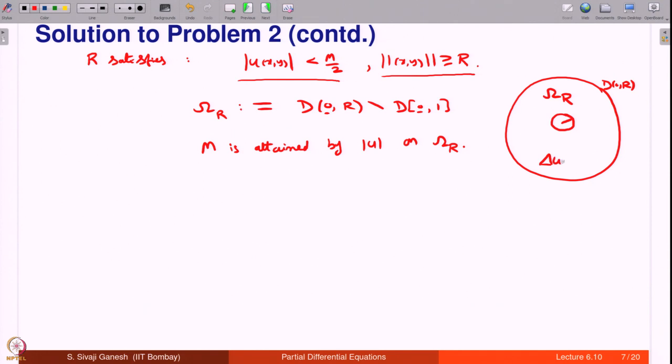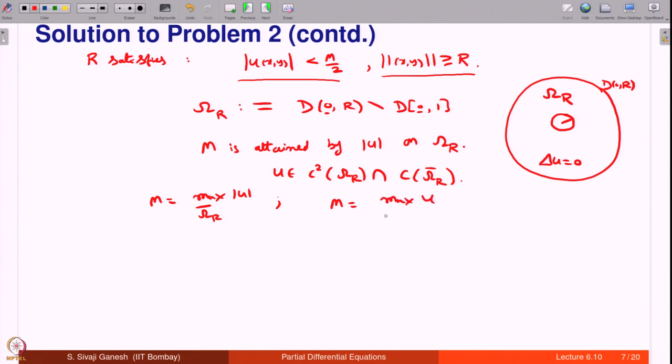And Laplacian u equal to 0 in this annular region, because it is given to be 0 on omega, this is a subset of omega, therefore Laplacian u is 0. And u is C2 of omega r intersection C of omega r closure, this is also true. Now what is this m? M is maximum of mod u over omega r bar also. Therefore, m is either maximum of u on omega r bar or maximum of minus u on omega r bar.